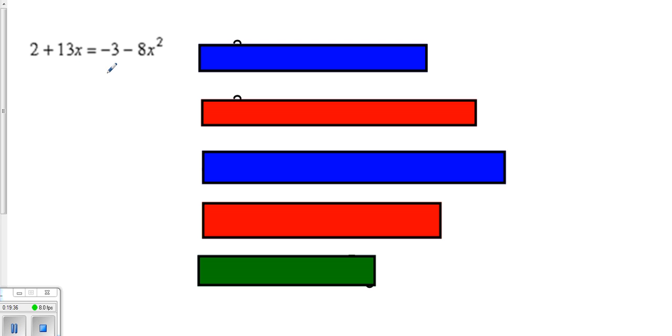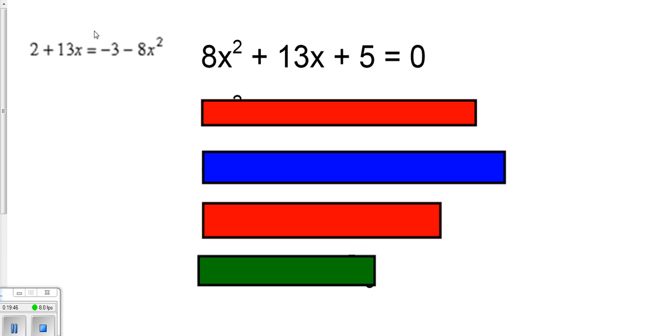Here we've got another example then. Again, we've got a constant and an x term on this side, a constant and an x squared term on this side. Let's put everything on one side and set it equal to 0. So we're going to add 8x squared, add 3, and we get 8x squared plus 13x plus 5 equals 0.